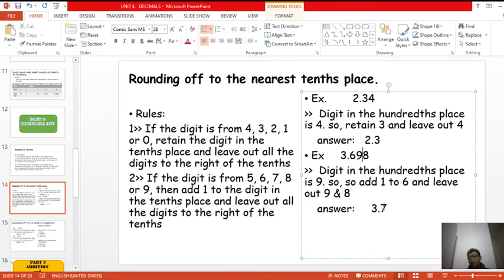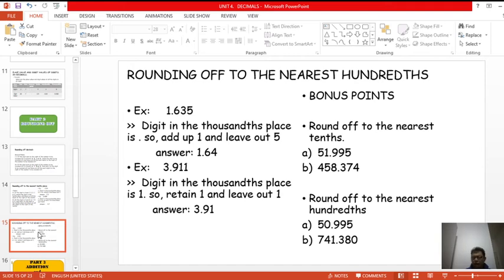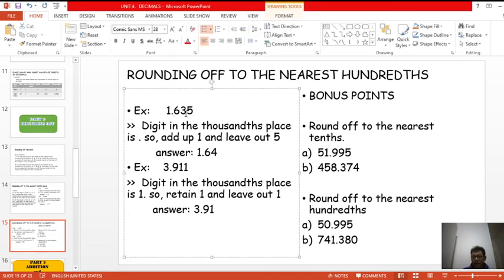Okay, so that is for rounding off to the nearest tens. How about if we have rounding off to the nearest hundreds? Look at this example. We have 1.635. So we have 3 decimal places, which goes until the thousands place. Since we need to round off to the nearest hundreds, the number in the hundreds place is 3, right? So that's our target. That is the number to be rounded off.